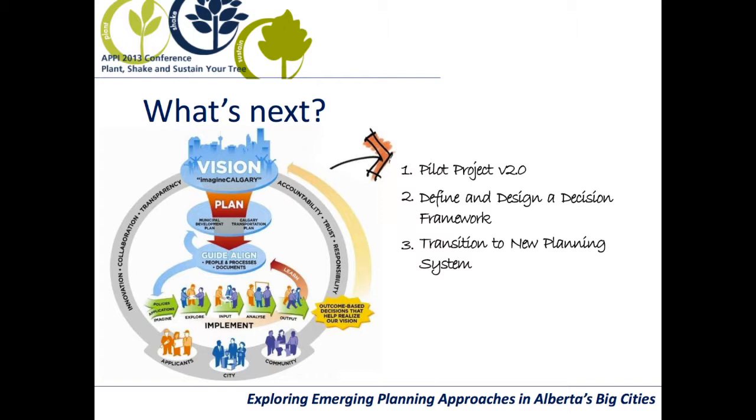Now going forward, back to our working group, they helped us decide the next 3 projects that would take us to the end of the year. The Transforming Planning project wraps up at the end of 2013. So between July and December, the 3 projects we're continuing to work on is more pilot program applications. We're going to define and design a decision framework, and that's going to be more discussion around development authority, subdivision authority, committees of council. And also it's the transition to the new planning system.